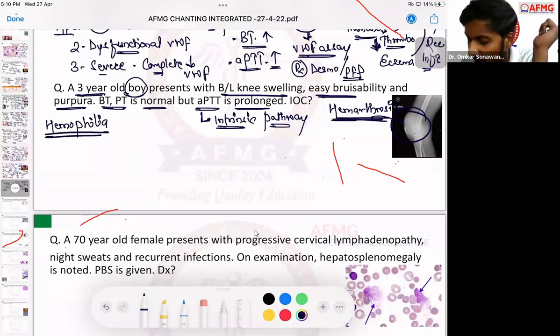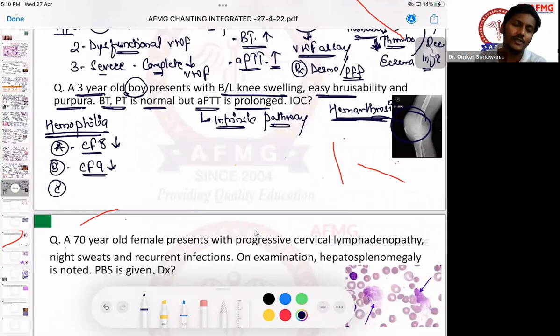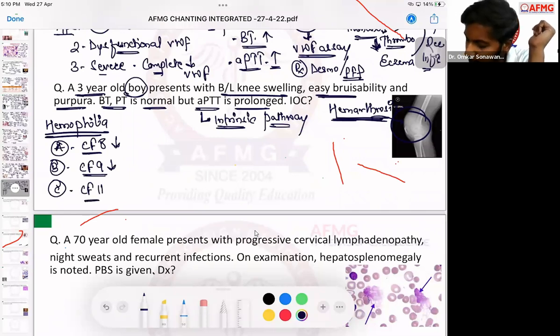Hemophilia A is due to deficiency of clotting factor 8. Hemophilia B is due to deficiency of clotting factor 9. Whereas hemophilia C is due to clotting factor 11 deficiency. Remember 8, 9, 11. It is not 8, 9, 10, it is 8, 9, 11.